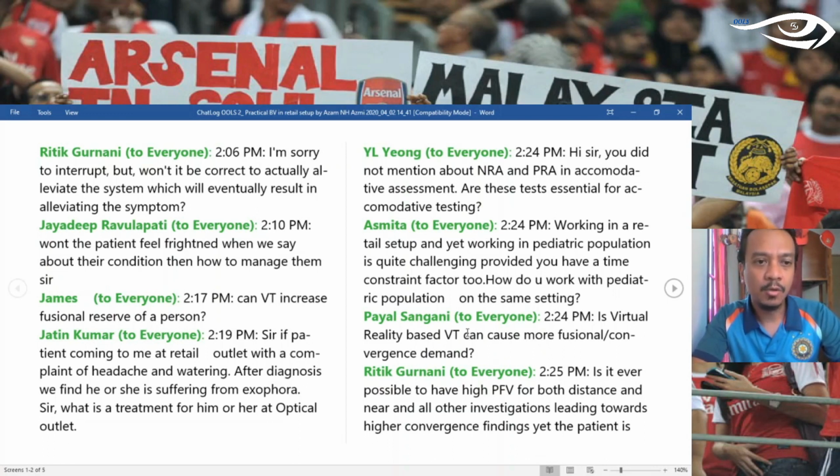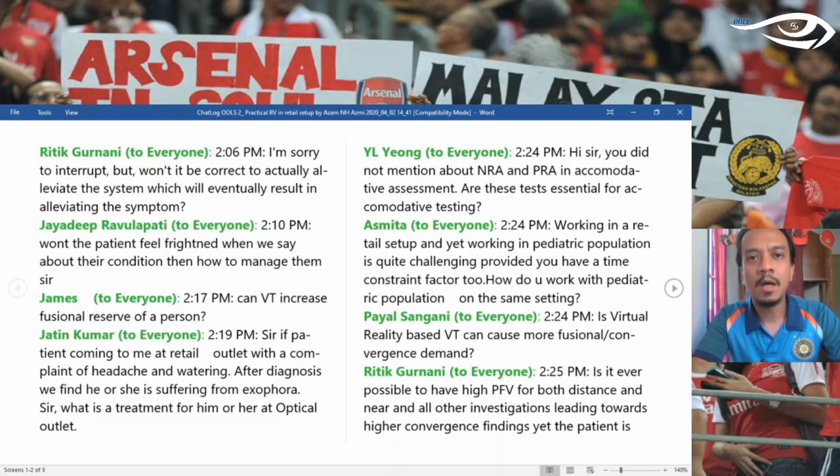Okay, the next question is coming from Jatin Kumar. Right, sir, if a patient comes to me at a retail outlet with a complaint of headaches and watering, and after diagnosis we find he or she is suffering from exophoria, what is the treatment for him or her at the optical outlet? Alright, so in this case the first symptoms are headaches and watery eyes.